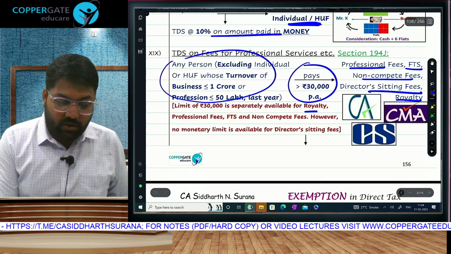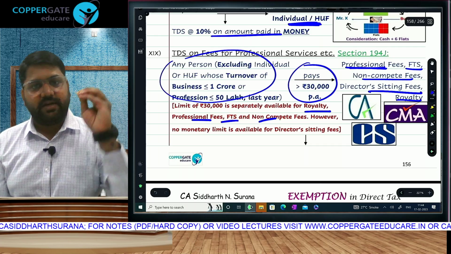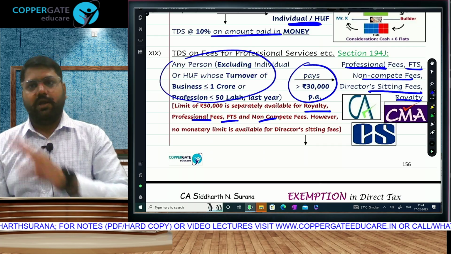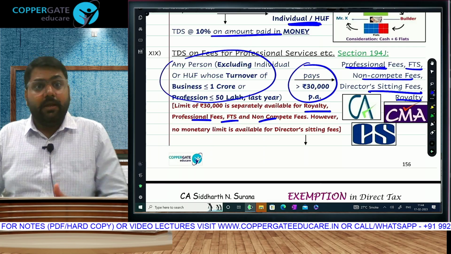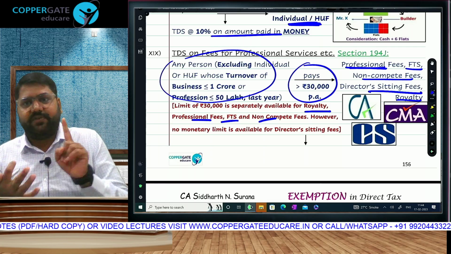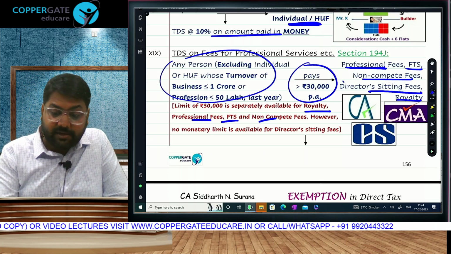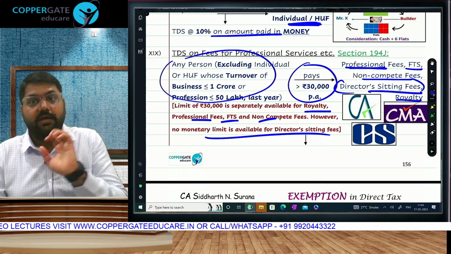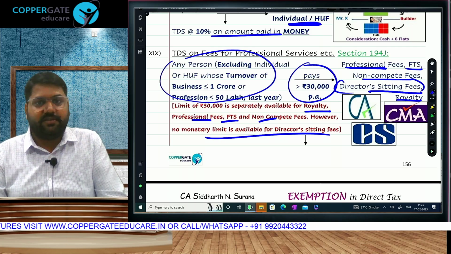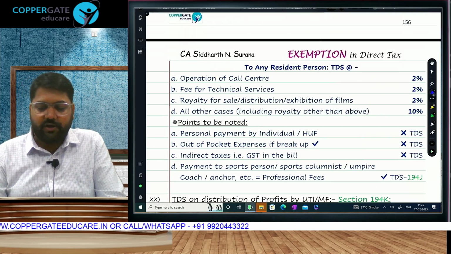Separate limit for royalty, professional fees, FTS and non-compete fees. So if you pay professional fees of 25 and FTS of 25 and royalty of 25, no TDS, even if it is paid to the same person, because every transaction, professional fees, FTS, non-compete fees and royalty, all of them have got separate limit. But for director's sitting fees, there is no limit. When director sitting fees 10 rupees also there will be TDS, and for the other separate 30,000 is provided to any resident person. What is going to be the rate of TDS?